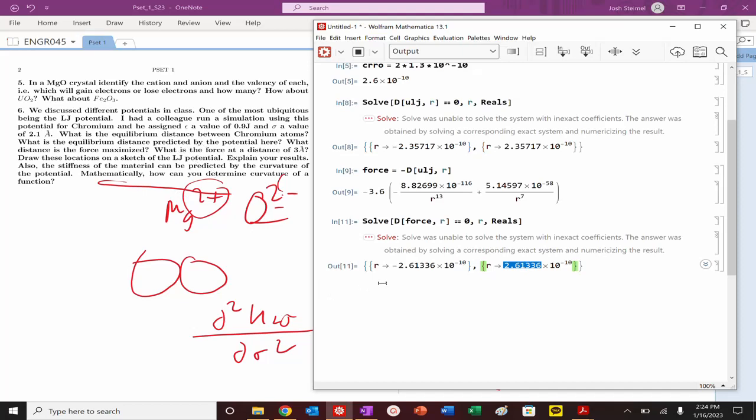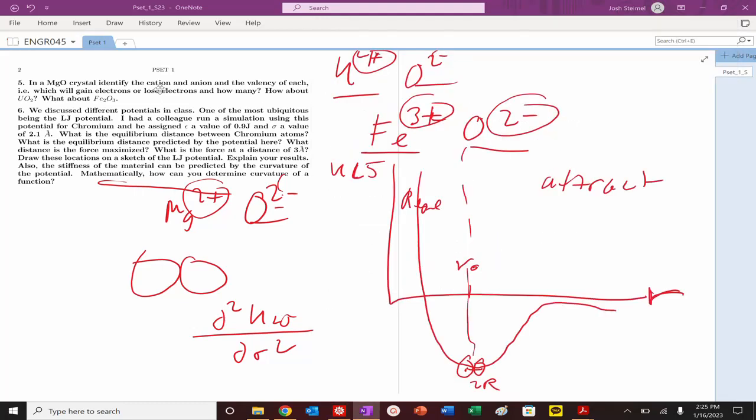What is the force at a distance of 3 angstroms? So I could just do force slash dot R goes to 3 times 10 to the minus 10. And we see that that force is negative, makes sense, should be attractive. So they should attract one another. Fantastic. Excellent. Let's see, draw the locations there, explain our results. The force is negative, they should be attracting. The stiffness potential, and we're good to go. So this potential doesn't match, so something's wrong, but that's how it goes.